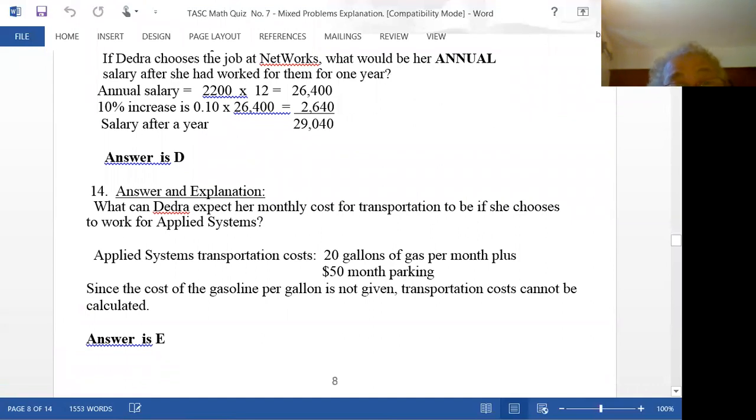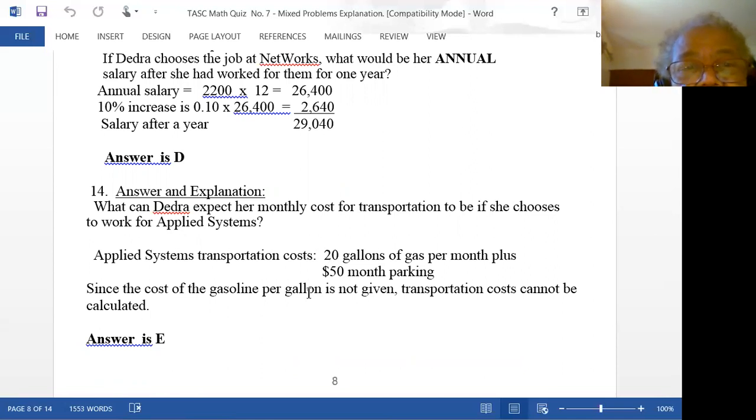Now, we know what the parking is, $50 a month, but do we know what the cost of the gas is? Do we have information to calculate it? No, because in order to calculate the cost of those 20 gallons, we need to know what 1 gallon costs. Since they did not give us the cost of the gas per gallon, we do not have enough information, so we cannot calculate it. So the answer would be E, not enough information is given.